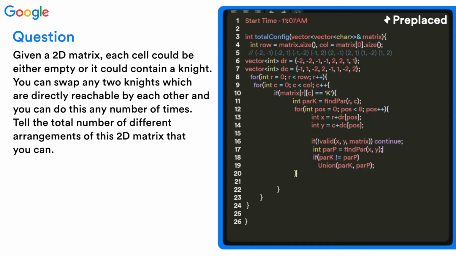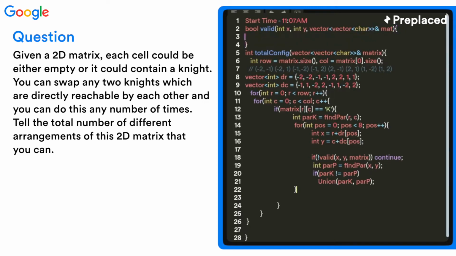Okay. So now please write the code for valid. So I can just write it over here. Bool valid, I have int x, int y, and vector of vector mat. Because at one place you're calling it matrix, at one place you're calling it mat. Anyway, I'm passing it by reference, so whatever name I call it, it wouldn't matter.